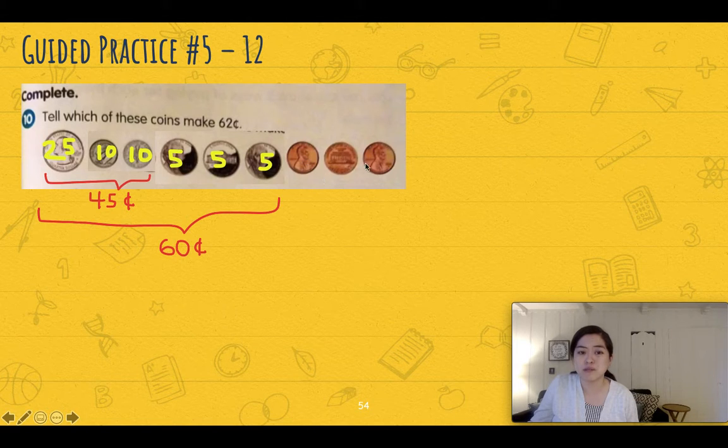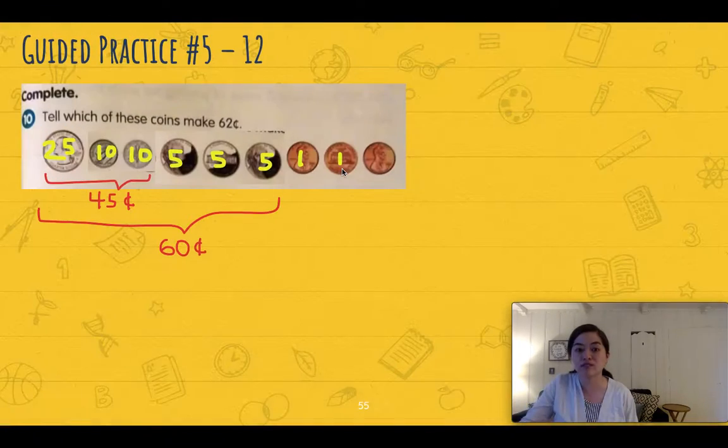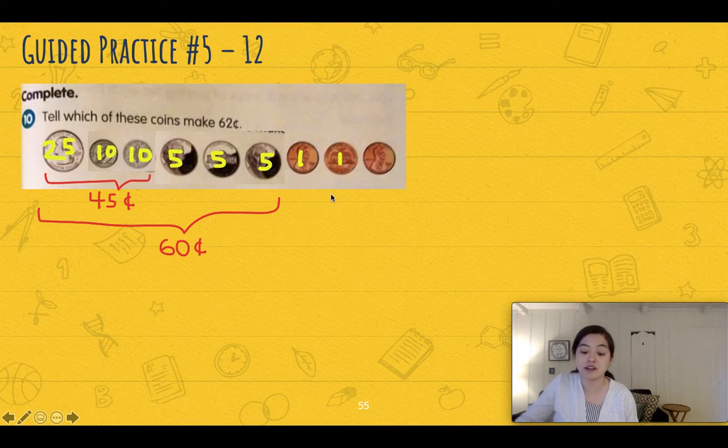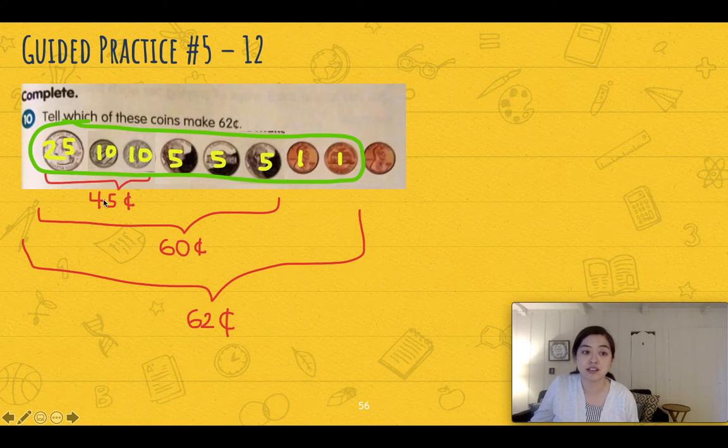So now I know my pennies are worth 1 cent each, right? So 60, 61, 62. So I have to stop at the second penny right there, and I get 62 cents right here. So these coins make 62 cents. Okay. If I counted that extra penny, then that would be 63 cents, not 62 cents. Okay. So these coins that I circled in green, total value is 62 cents, which is what we wanted.